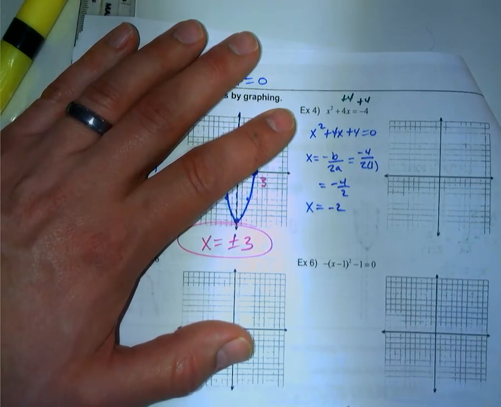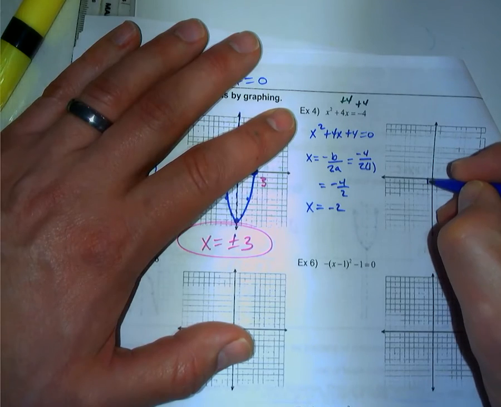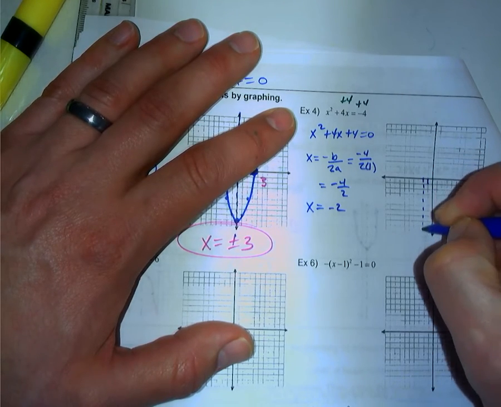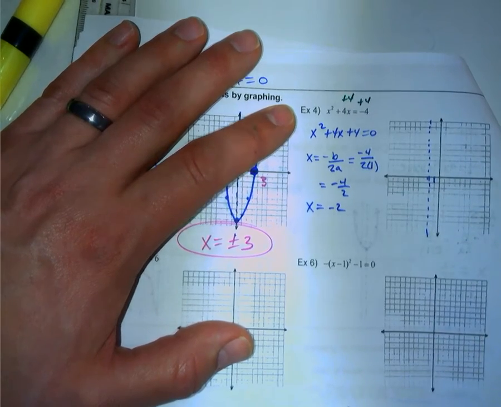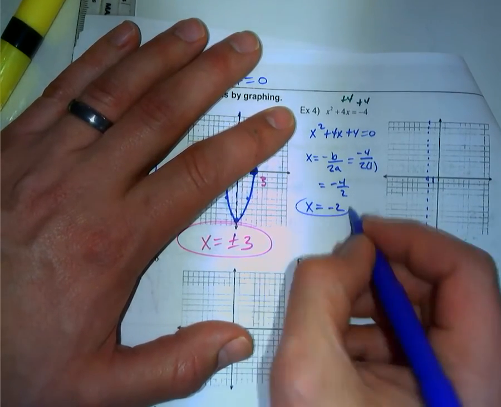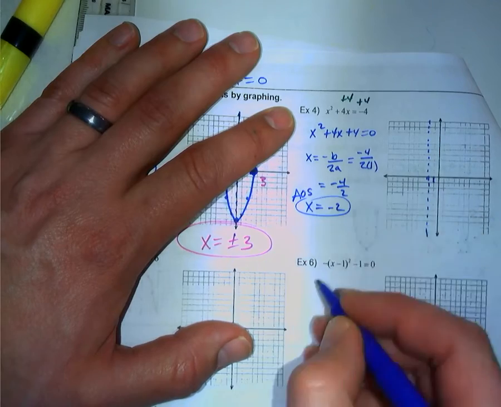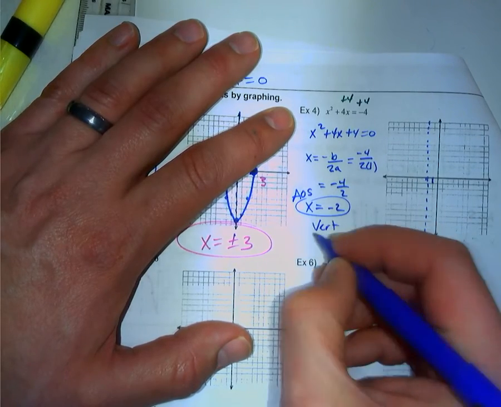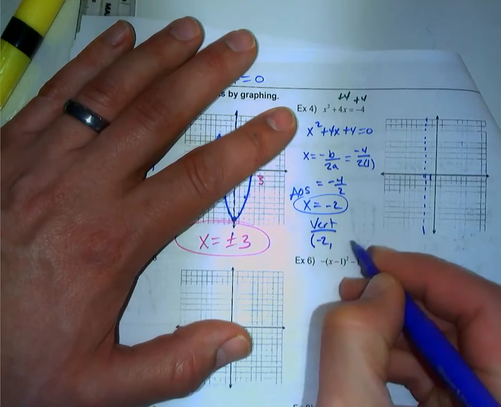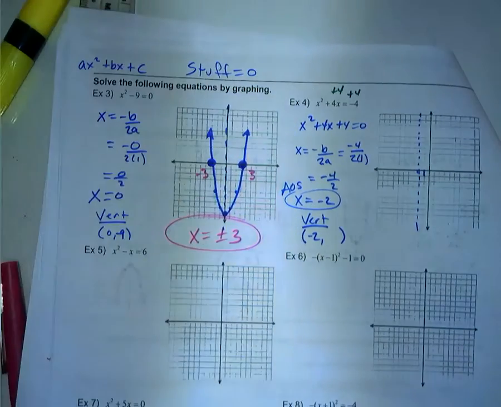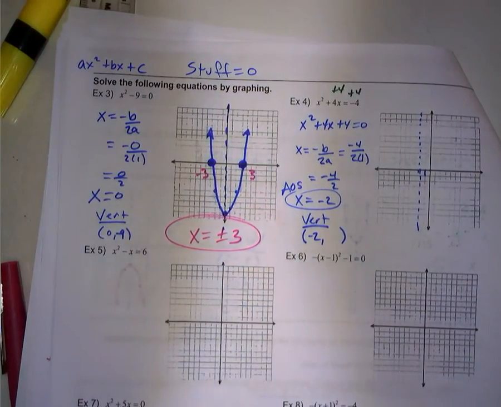So we graph that. We count over on the x-axis. 1, 2, negative. And now that's my axis of symmetry. We call that AOS. Now I got to find the vertex. We got to graph this thing. I know the vertex is somewhere on that x equals negative 2 line. How do I find the y value? Plug it in, plug it in.